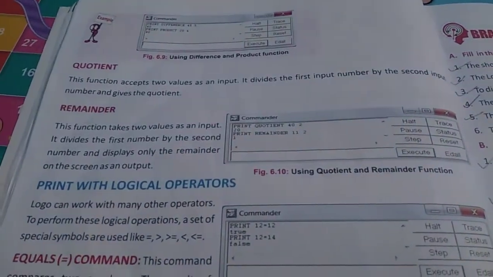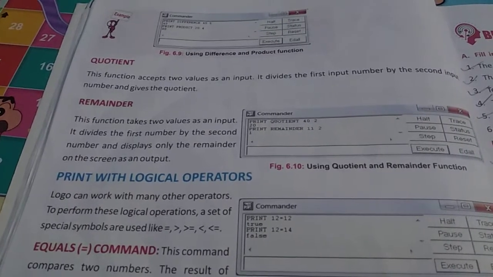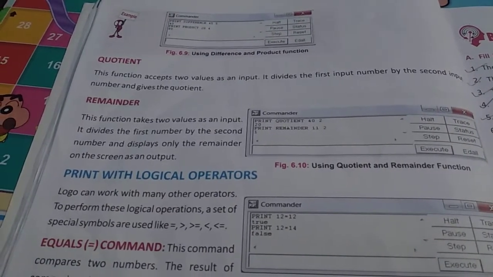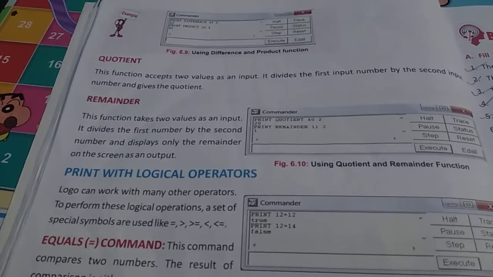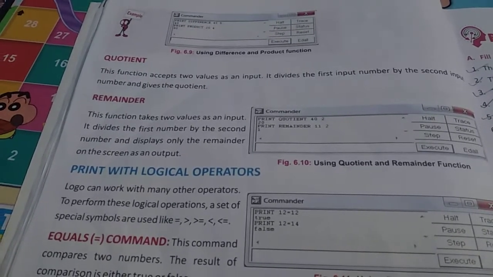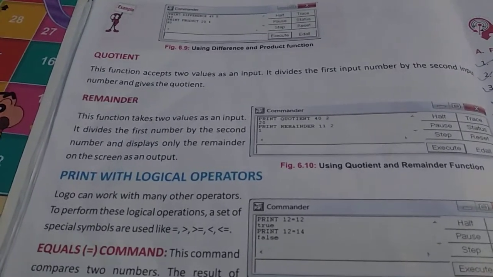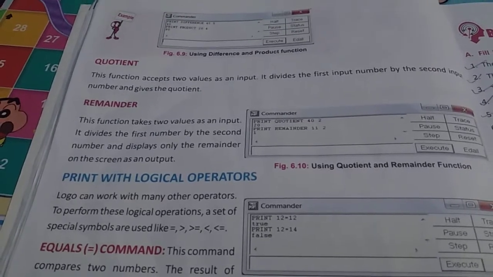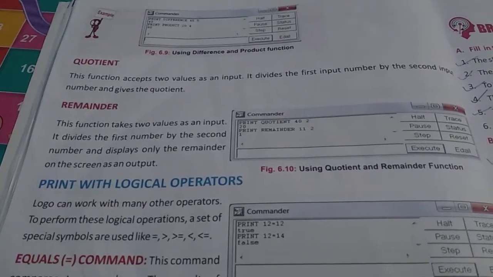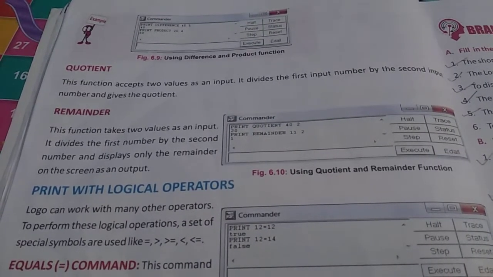First is quotient. You already know what a quotient is. When we solve any division sum, we get a quotient. In the same way, look at what is given here. This function accepts two values as input. It divides the first input number by the second input number and gives you the quotient.